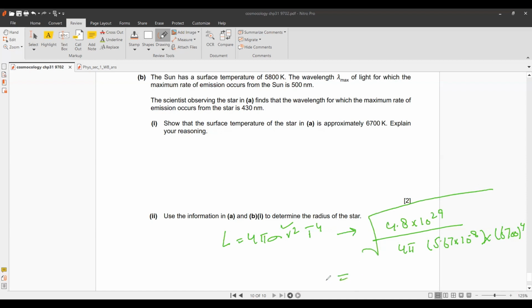Answer please. 1.8 times 10 power 10 meters. Let me rearrange for Arib as well. That it's 4 pi sigma into T to the 4 is equals to R square and then taking square root on both sides. Okay, that was the last.